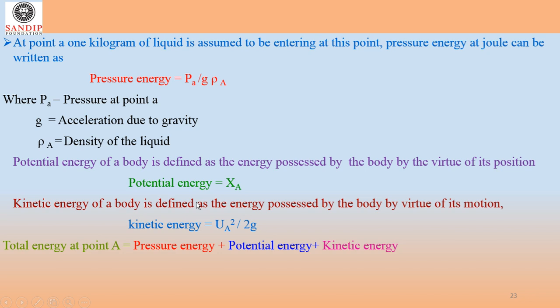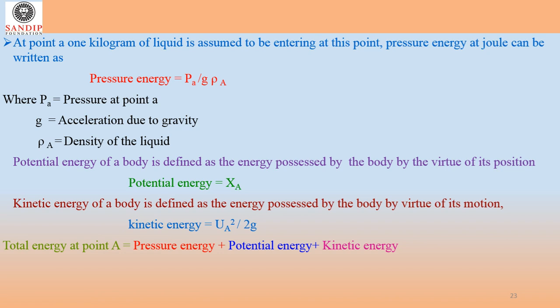Then kinetic energy of the body is defined as the energy possessed by the body by virtue of its motion. We already saw that the energy possessed because of motion is given as kinetic energy equal to UA square divided by 2G, as you already know, 1/2 mv square. This equation is most commonly utilized.